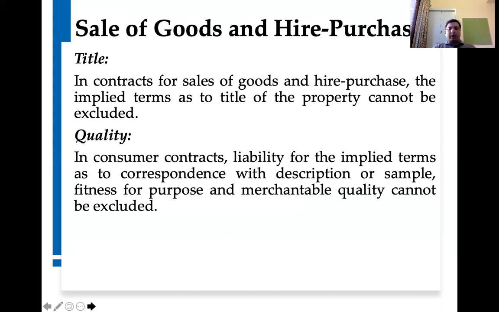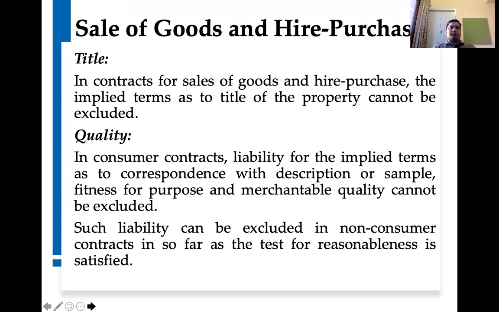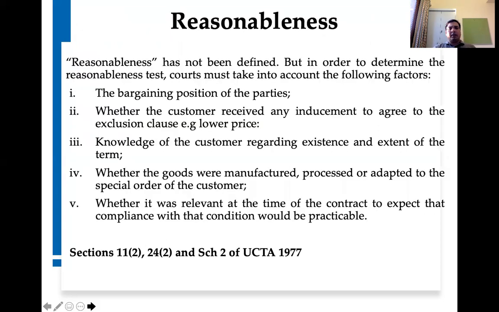With respect to quality in consumer contracts, liability for the implied terms as to correspondence with description or sample, fitness for purpose and merchantability, quality cannot be excluded. Such liability can be excluded in non-consumer contracts insofar as the test of reasonableness is satisfied.